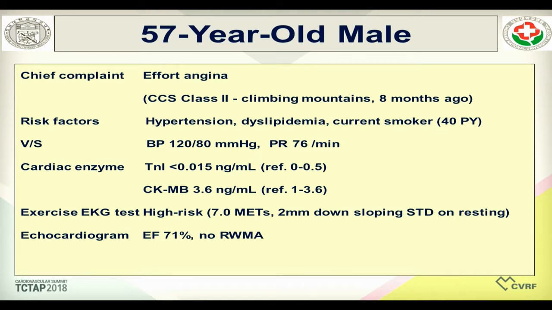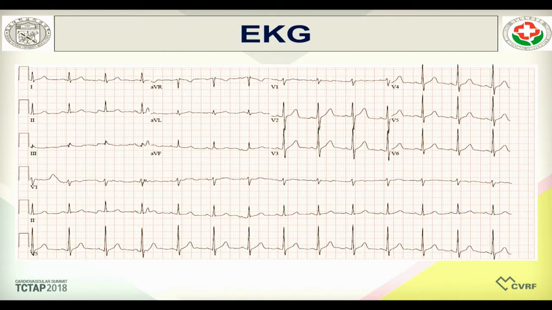Good evening, ladies and gentlemen. This is a 57-year-old male patient who presented with effort angina. He had a history of hypertension, dyslipidemia, and he is a current smoker. His vital signs are stable, and his cardiac markers are negative. His exercise EKG test was positive, and his echocardiogram showed normal LV function without regional wall motion abnormality. His electrocardiogram showed no significant ischemic changes.